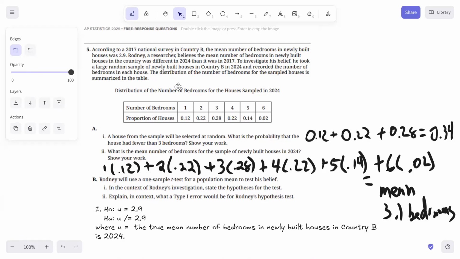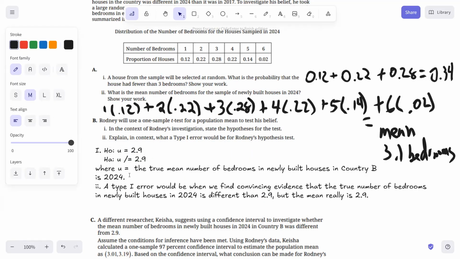Now in part II, explain in context what a type 1 error would be. A type 1 error is when you reject the null when you shouldn't have. So in the context here, this would occur if the true mean number of bedrooms in newly built houses in the country in 2024 really is 2.9, but the hypothesis test incorrectly rejects the null and finds convincing statistical evidence that the mean is different than 2.9. And there we have it written out for you.